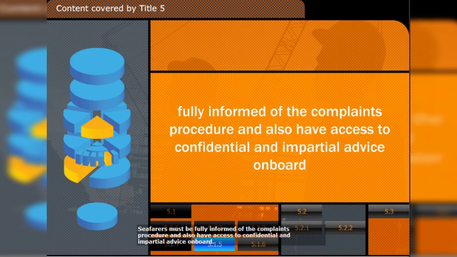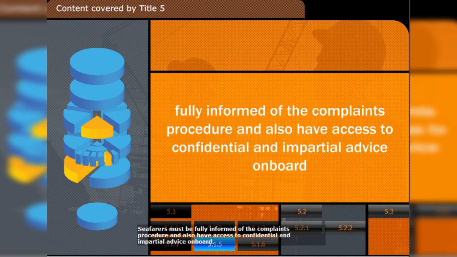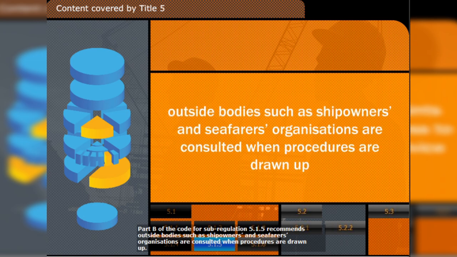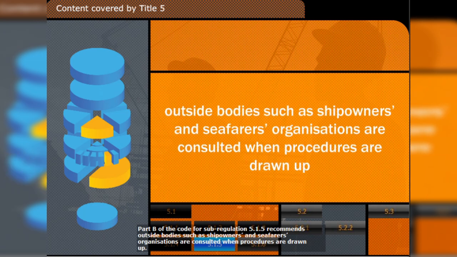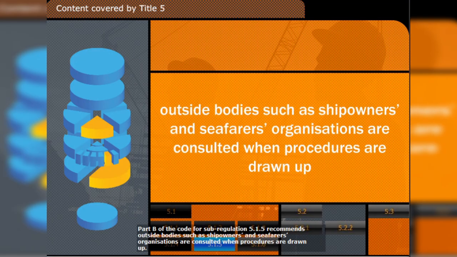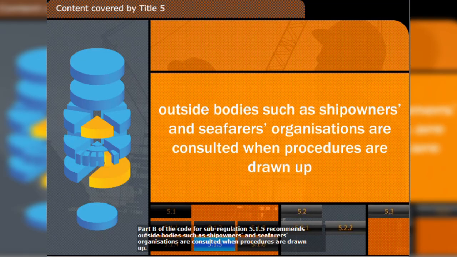Seafarers must be fully informed of the complaints procedure and also have access to confidential and impartial advice on board. Part B of the Code for Sub-Regulation 5.1.5 recommends outside bodies, such as ship owners and seafarers' organisations, are consulted when procedures are drawn up.